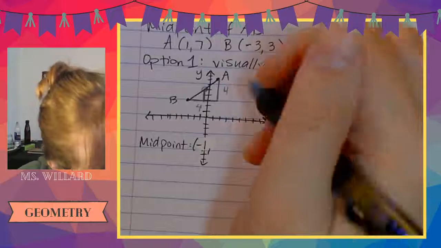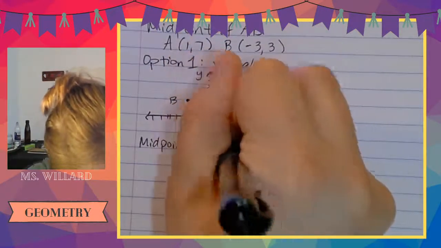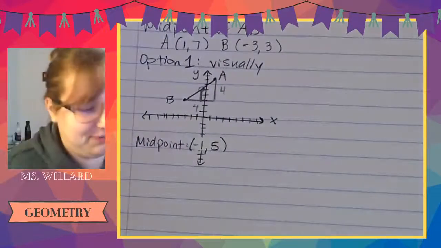Negative 1, and then let's see here. So B was at 3 up, so it'd be 5 up. So that's a way to do it visually. Totally fine. I just cut the things in half.